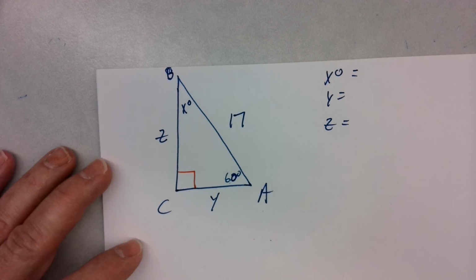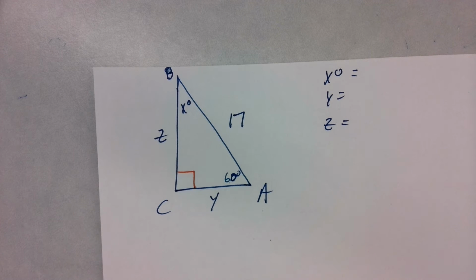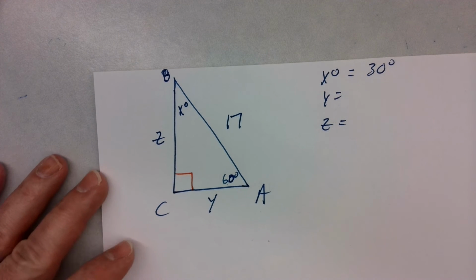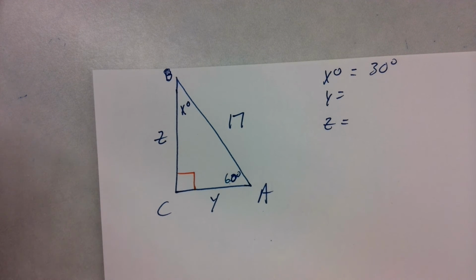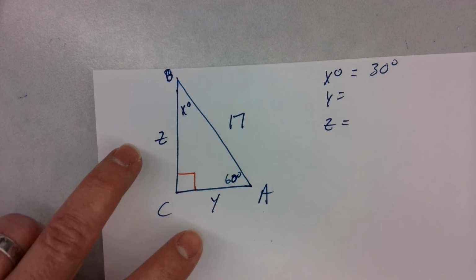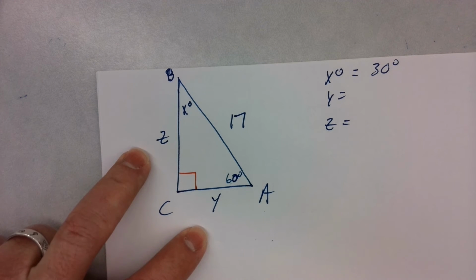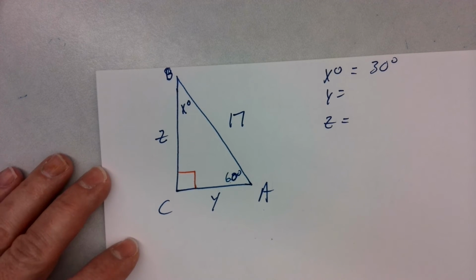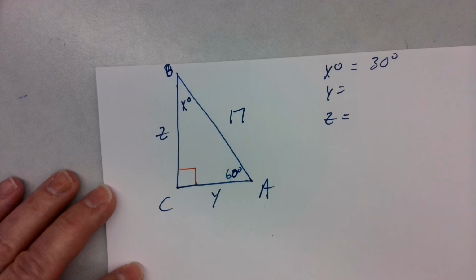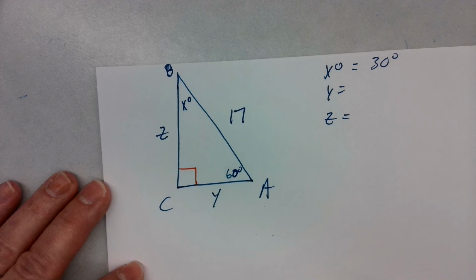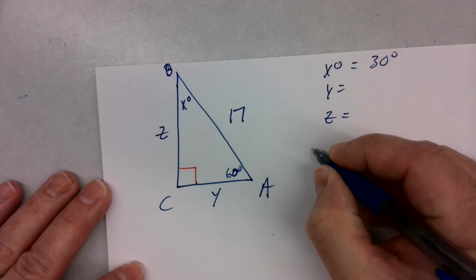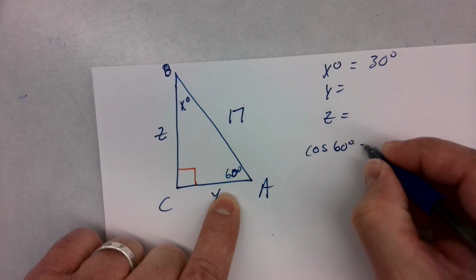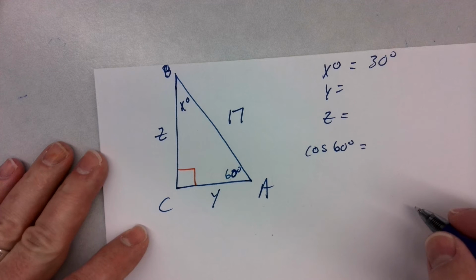I know X is 30 degrees. No matter what, it has to be 30 degrees. Now I need to set up some trig ratios that are going to allow me to solve for y and z, but I've got to use the 17. So what can I do that's going to let me do that? Cosine of big A? Yeah. But I know big A, and that's going to be 60. Cosine of 60 is what?